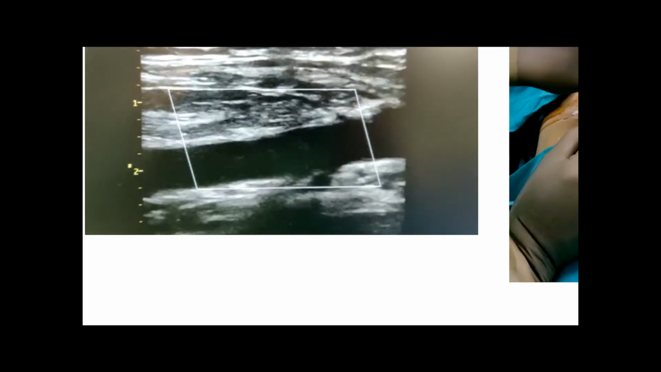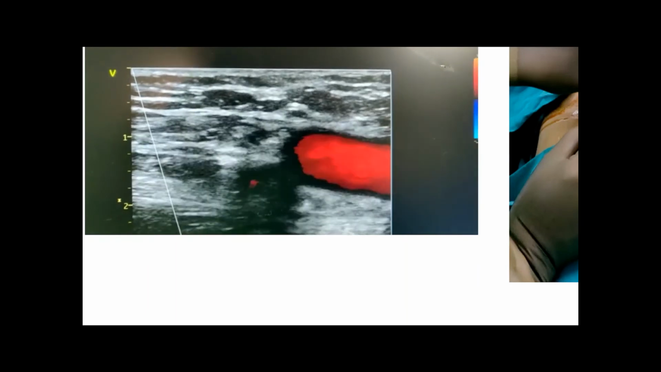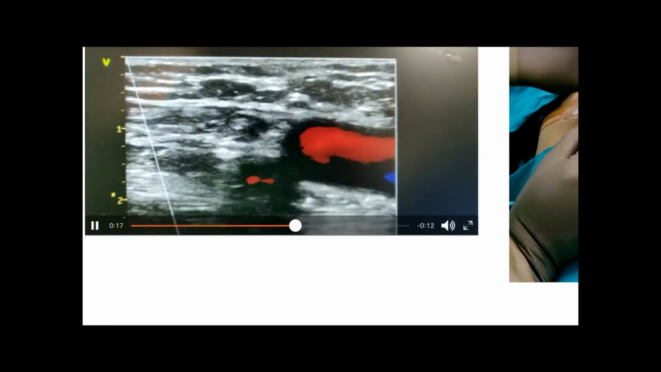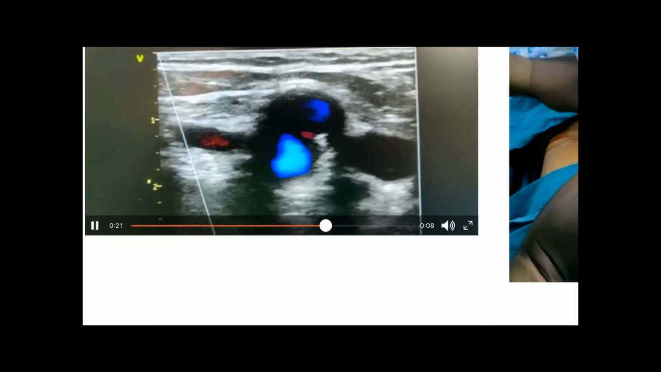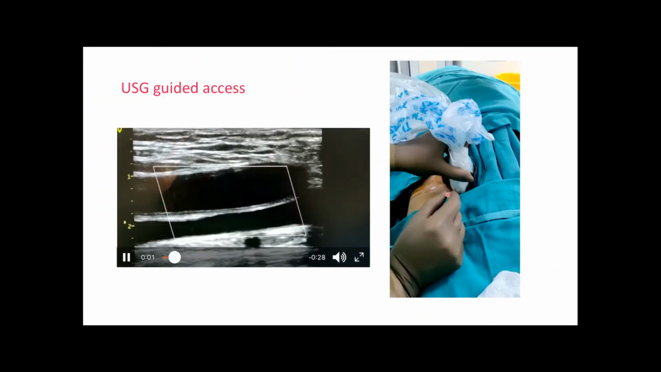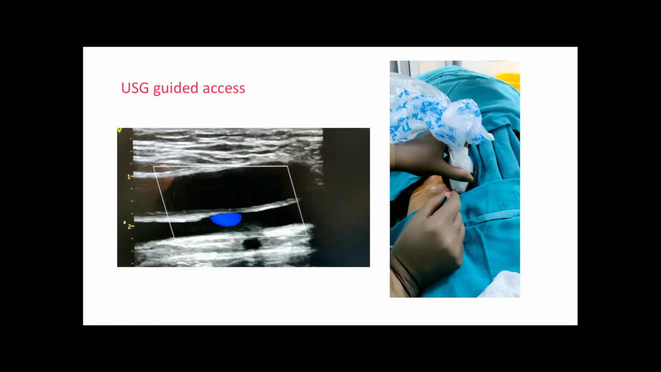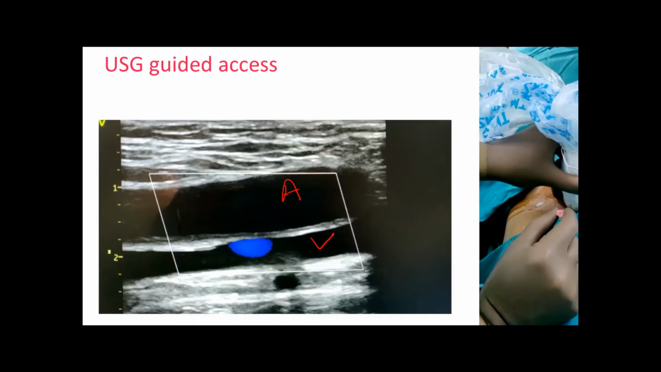So how to identify which is artery and which is vein. You know, vein is medial, artery is lateral. So what you see here is that, if you see here, you have an artery and a vein side by side. So maybe the probe is kind of oblique so that it's giving you a visualization of both the artery and the vein. So how to differentiate between an artery and a vein?